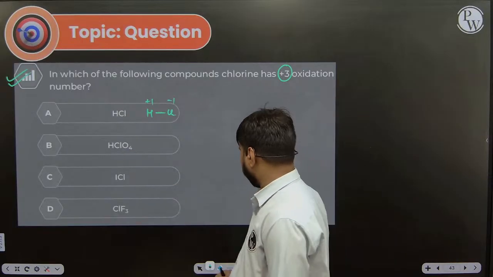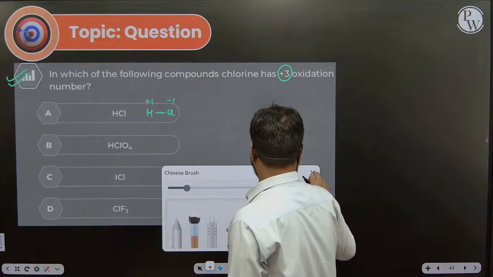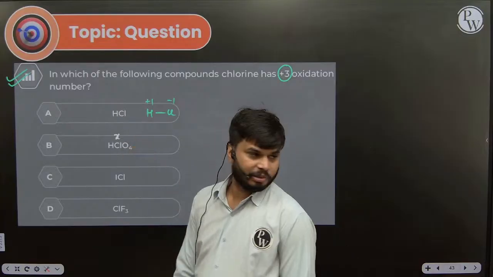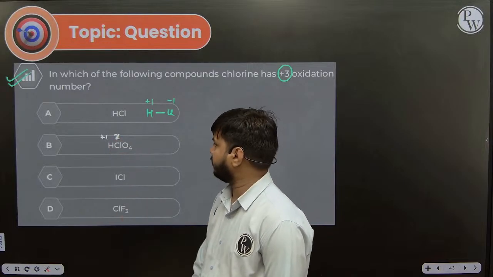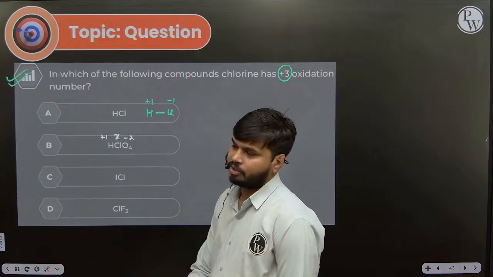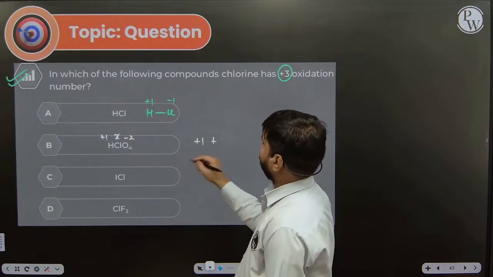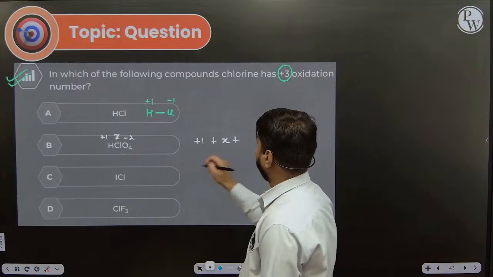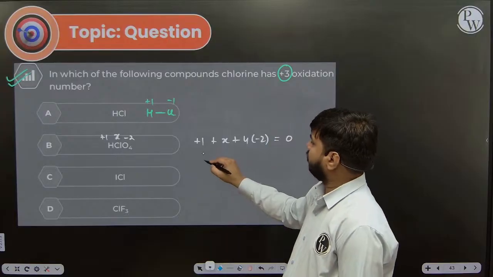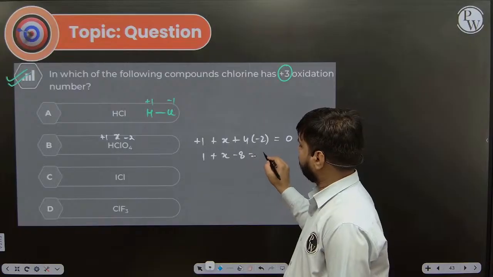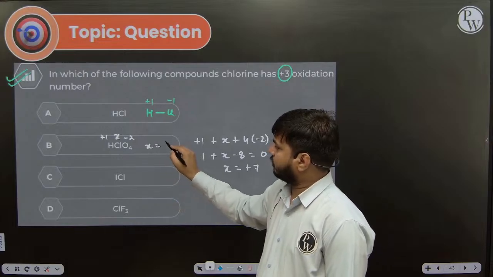Now look at HClO4. How to calculate for HClO4? We assume chlorine as X. Hydrogen is +1. Oxygen is generally in the -2 oxidation state. So hydrogen +1 plus chlorine X plus oxygen 4, each oxygen -2, is equal to 0. So 1 plus x minus 8 is equal to 0. Here x will be equal to +7.